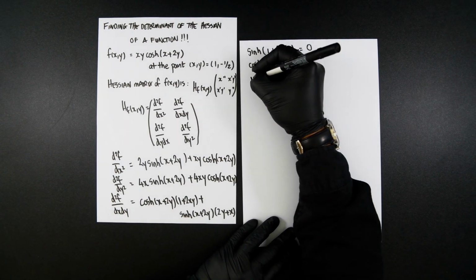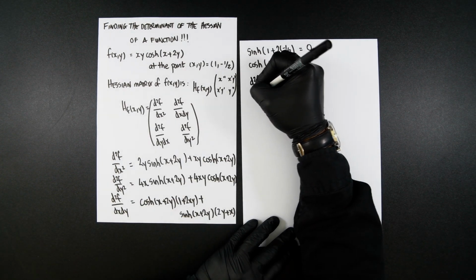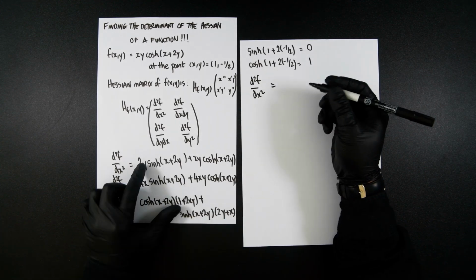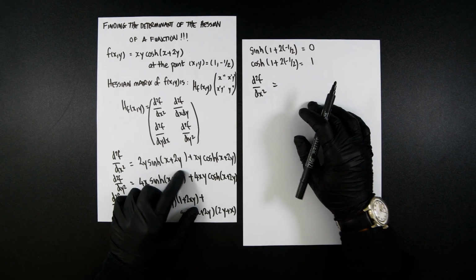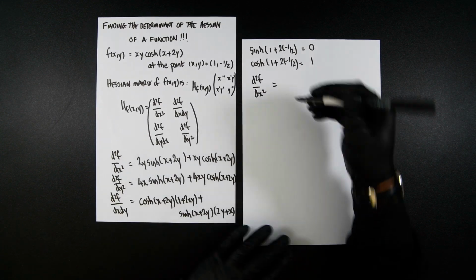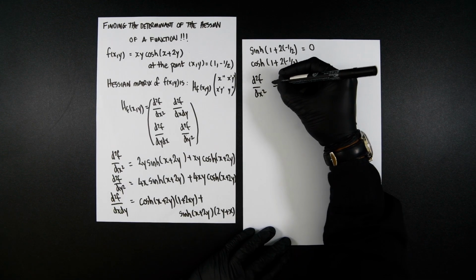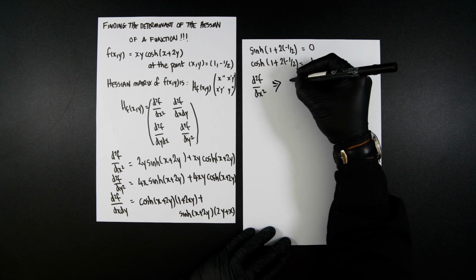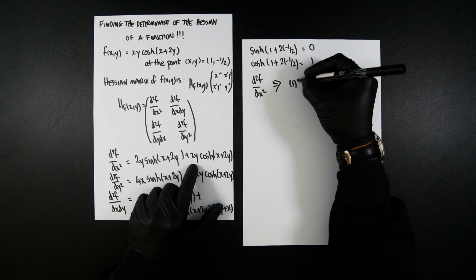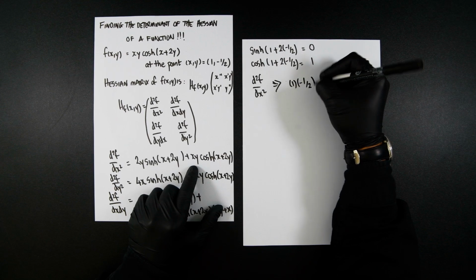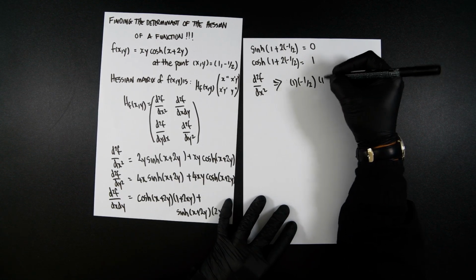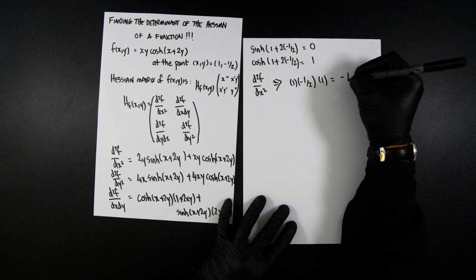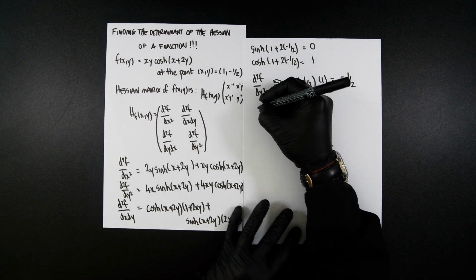So if we now take d squared f over dx squared, and we've substituted in the values 1 and minus a half because it's at this point, the sinh term is all going to equal 0. So you're then going to get 1 times minus a half, and cosh of x plus 2y with that added in is going to be 1. So therefore, that's going to be minus a half.